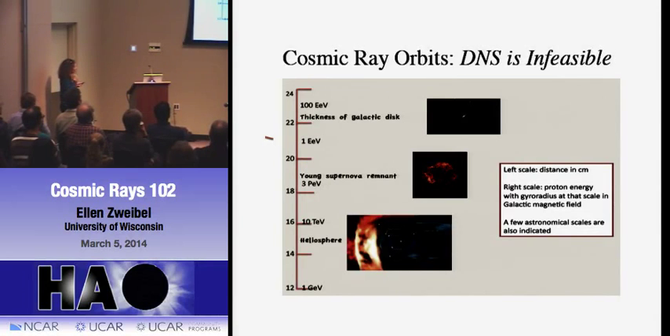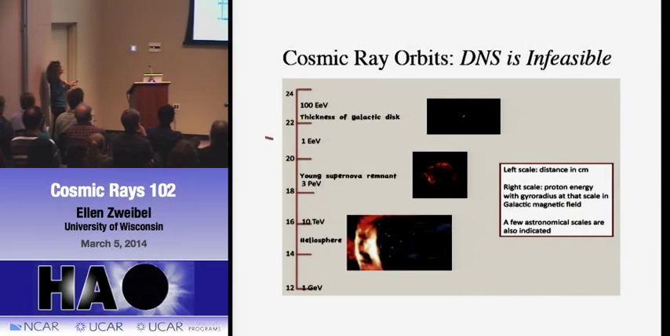Okay, so if we want to understand propagation of cosmic rays, direct numerical simulation of their orbits is not the way to go. Because even if we knew the galactic magnetic field perfectly, there are at least 10 orders of magnitude in its scale of structures, which would be impossible to simulate. And cosmic rays of different energies see magnetic structures of different types. So here are length scales in centimeters, which I guess is kind of perverse.